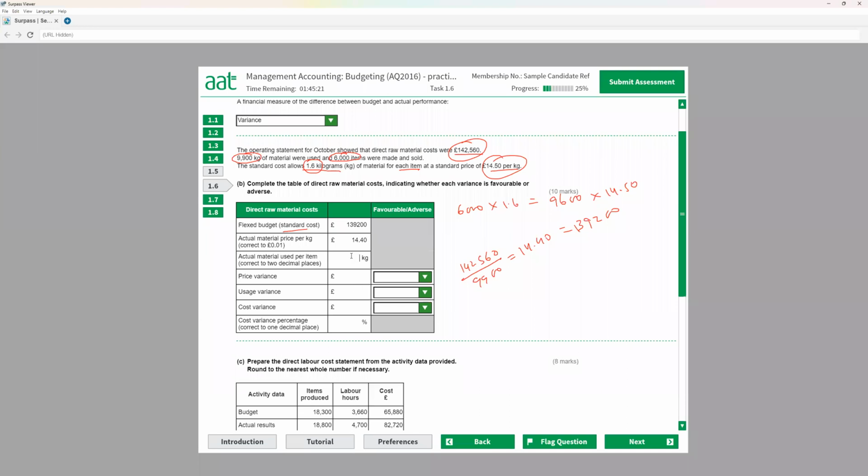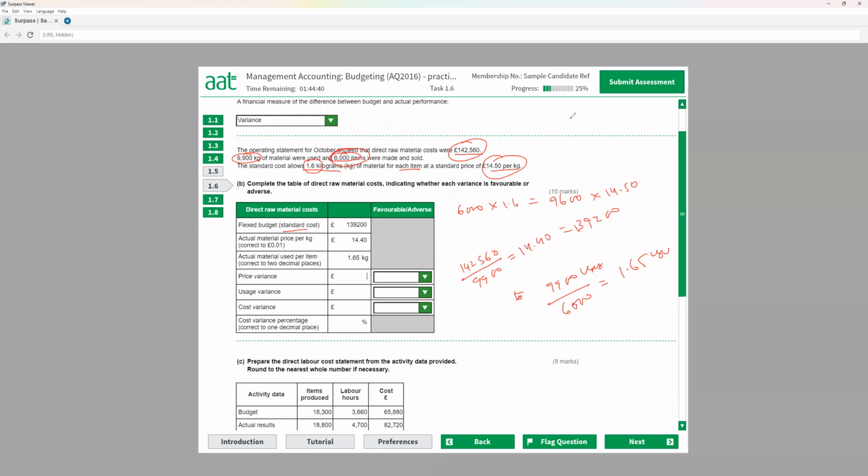All right, the next one we have is actual material used per item. How many units have we actually made? 6,000. For how many kilos? 9,900 kilos I have used. That tells me how much material I have used per unit. So 9,900 kilos for 6,000 units, so I have used 1.65 kilos. Then material price variance.